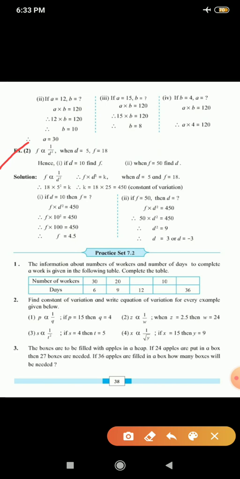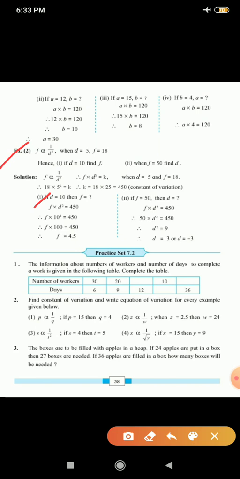First case now. If d is equal to 10, then find f. F into d square is equal to 450. Therefore, f into 10 squared, which is 100, is equal to 450. So f is equal to 450 upon 100. So zeros are cancelled. So 45 upon 10 is equal to 4.5. F is equal to 4.5.